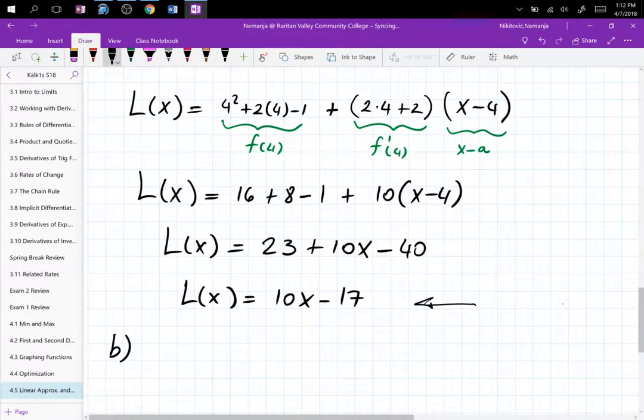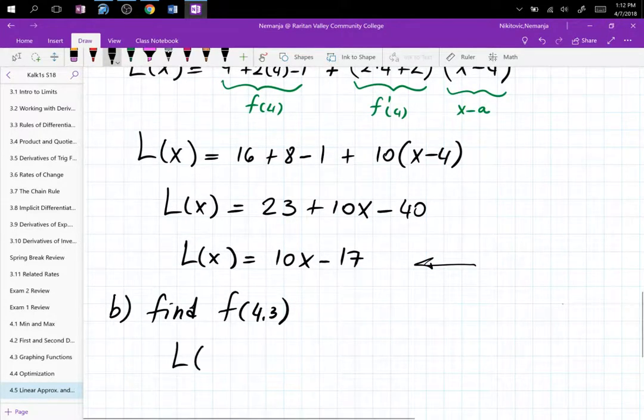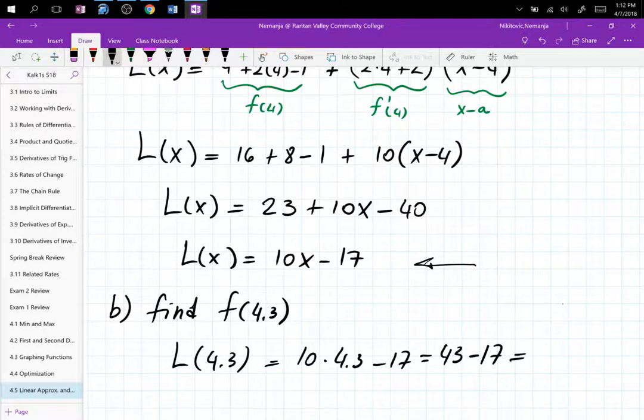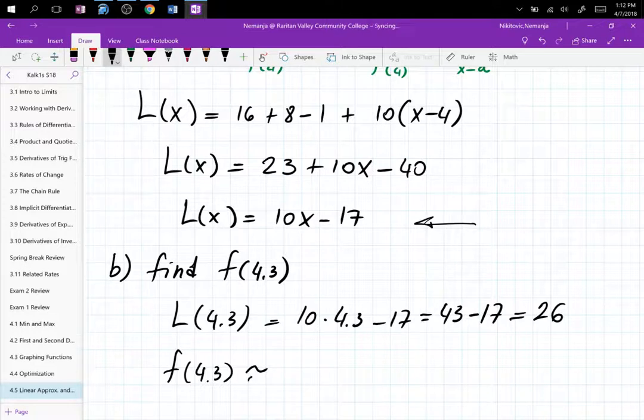Part B, find f of 4.3. Well, that will be L of 4.3, which is 10 times 4.3 minus 17. 43 minus 17 is equal to, very good, 26. So we are claiming that f of 4.3 is approximately equal to L of 4.3, which is 26.